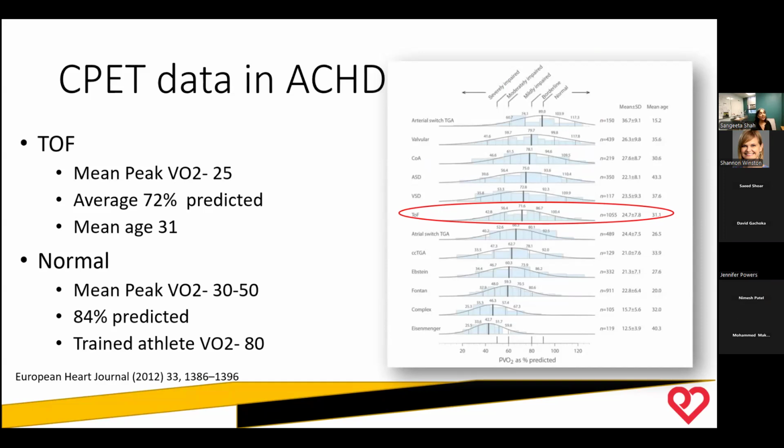So, for example, tetralogy of Fallot, which is in this graph, they're telling me what the curve is. They're saying most of them reach about 72% of predicted. Their average peak VO2 is about 25, and the mean age of this population was about 31. And to give you a perspective, for normal individuals without congenital heart disease, the peak VO2 is generally 30 to 50. Predicted is about 84%, and an athlete's peak VO2 is about 80.